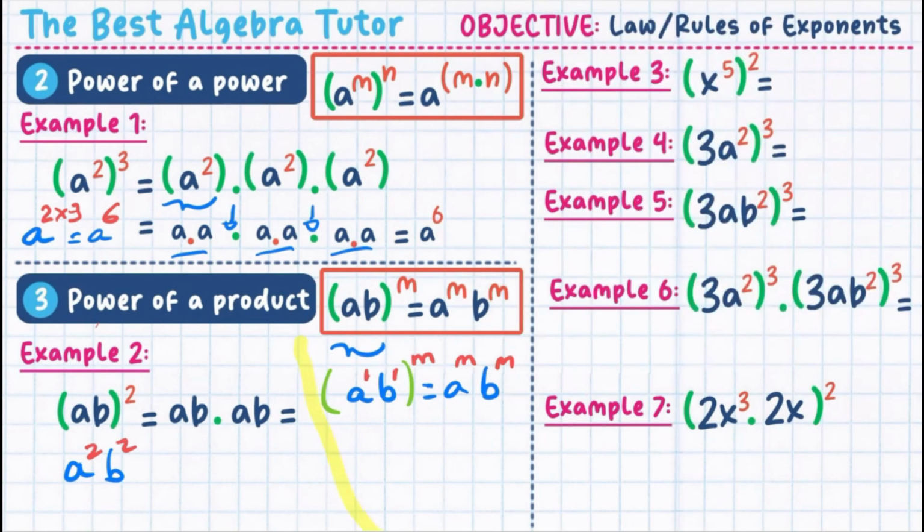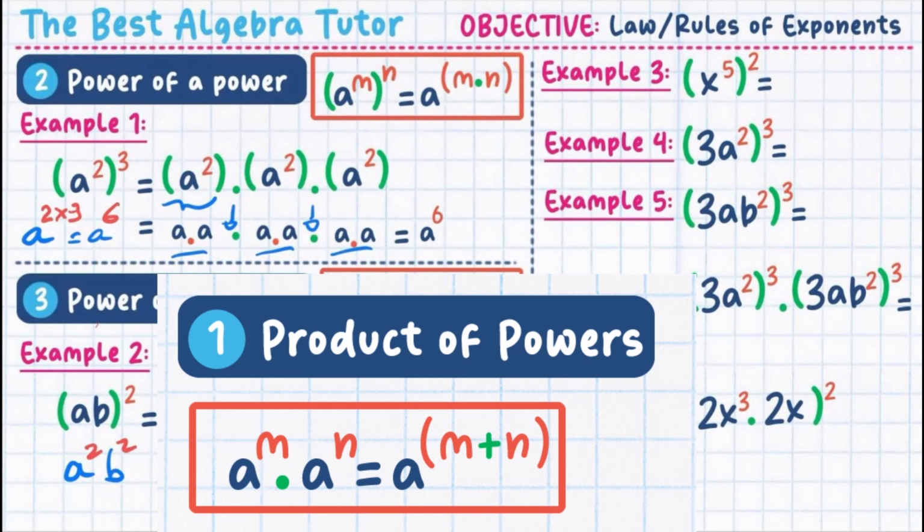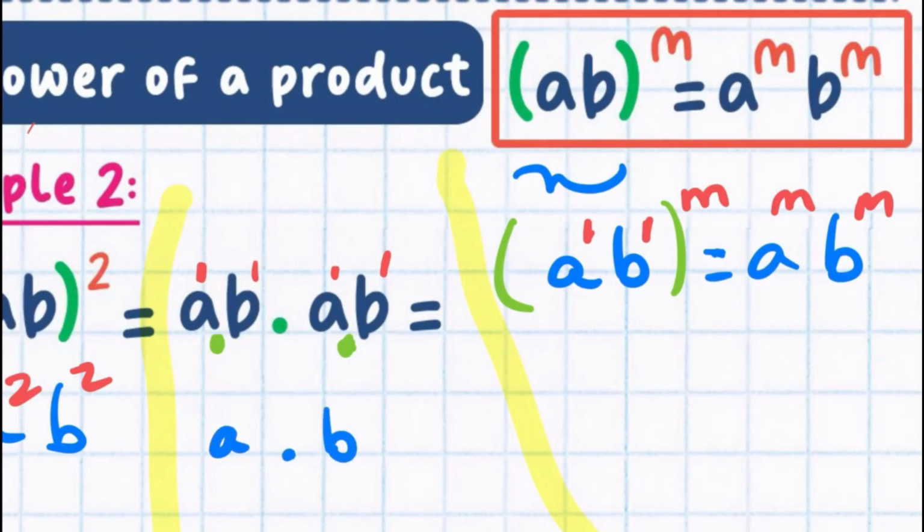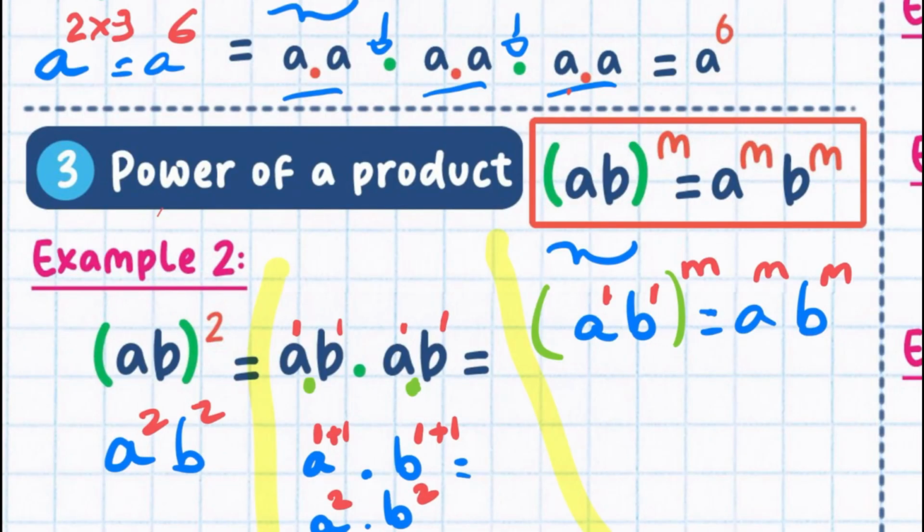Now to break this down, I'm going to use the product of powers to show you. Remember, when you multiply two exponents with the same base, you can simplify it by keeping the same base and adding those exponents. ab squared means ab multiplied by ab. a to the power of 1, b to the power of 1, a to the power of 1, b to the power of 1. For a, 1 plus 1, and my b is also 1 plus 1, which gives me a to the power of 2, b to the power of 2. Isn't it the same? Yes. Great job, students.